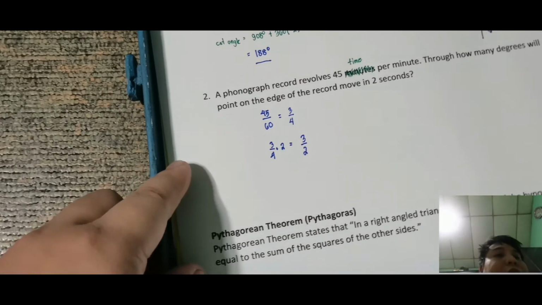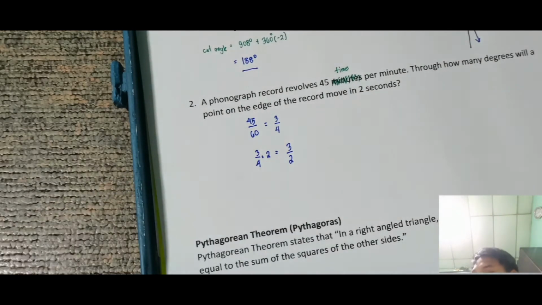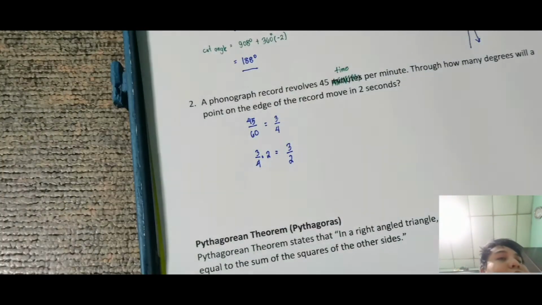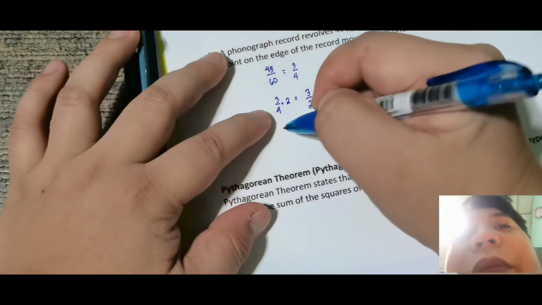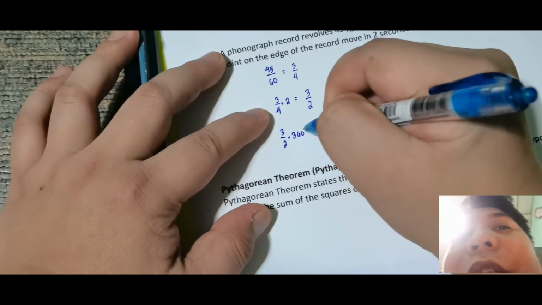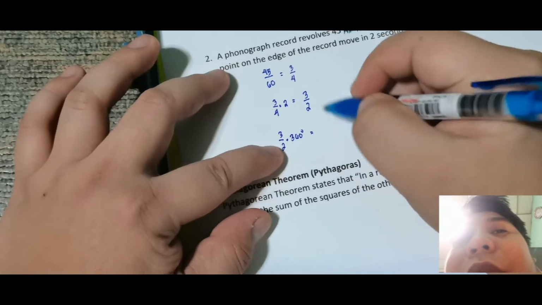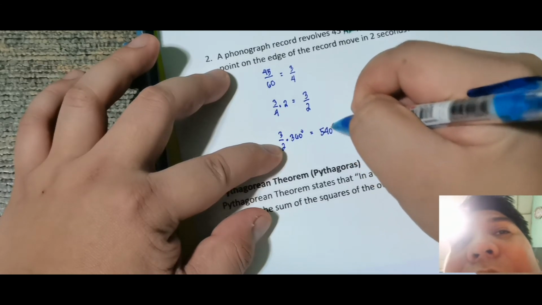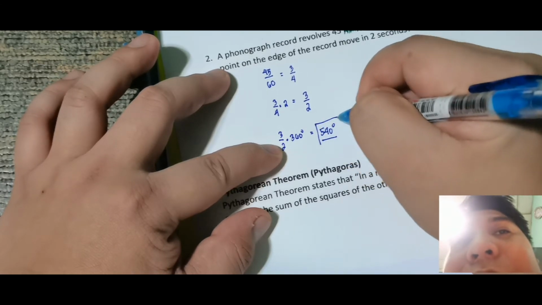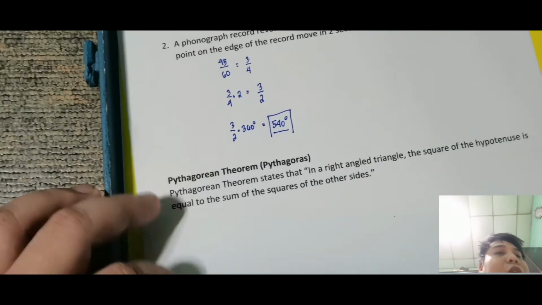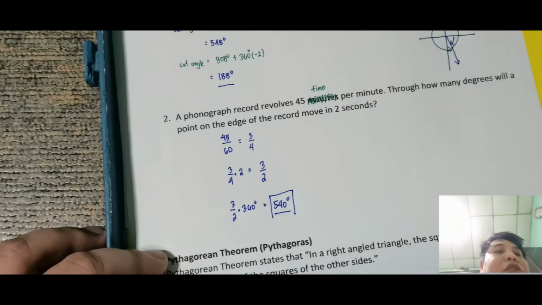Okay? So, yung 3 over 2 na yan, times na lang. Ngayon, yung 3 over 2 na yan, i-multiply na natin sa isang revolution, kasi ito na yung times eh. So, yung 3 over 2 na yan, i-multiply ko lang by 360 degrees, which is equal to 540 degrees. So, therefore, ito yung degree para mag-move siya in 2 seconds. Okay, so ayun yung isa sa mga application niya.